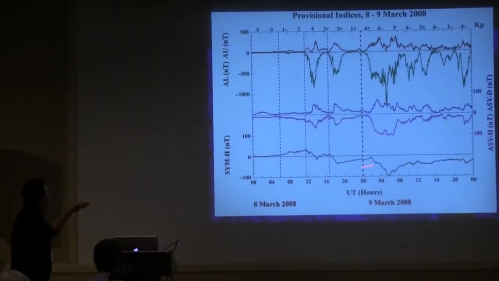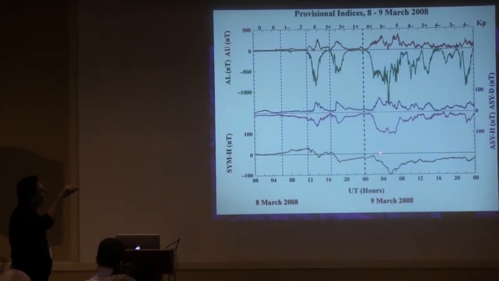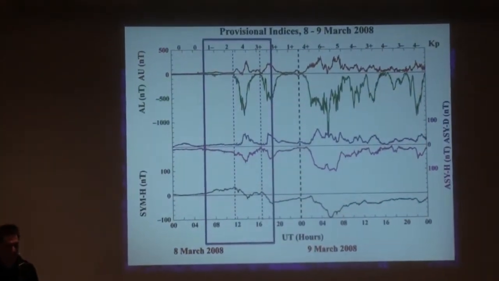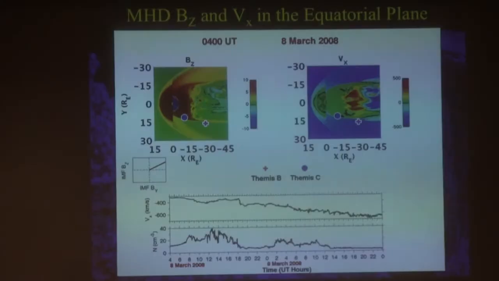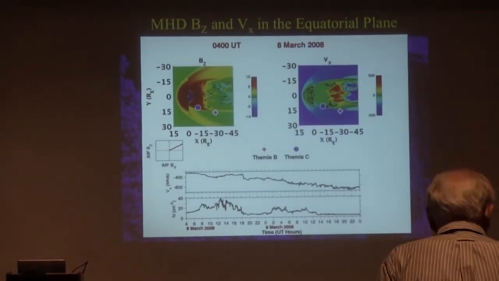So SYM-H goes positive. Here's a negative incursion due to a substorm, and a second negative incursion due to a substorm. The high-speed stream starts around here somewhere, and the second CIR then sets things going. So 1, 2, okay. Now I'm going to show you a movie of the MHD simulation.